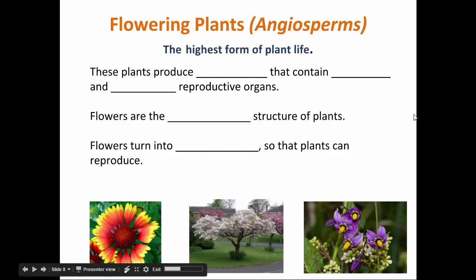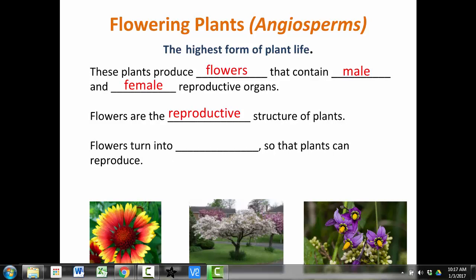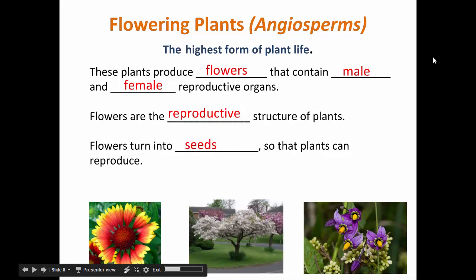And so these plants that we call flowering plants, they have flowers. They contain both male and female reproductive organs. And some plants have flowers with only male parts. Some plants have flowers with only female parts. Some have both in the same flower. It depends on the type of plant. These are the reproductive structures. Okay? And these flowers eventually, after pollination, produce seeds. And seeds are basically like an embryo of a plant. They will grow into a new organism.